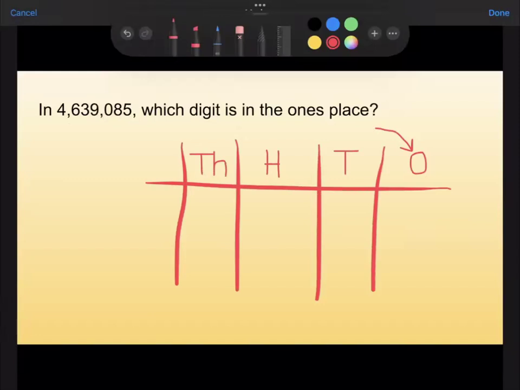So in the number that they gave us, they want to know what digit is in the ones place. I just have to look at the last digit in the number, which would be 5, representing 5 ones. So to answer their question, the digit 5 is in the ones place in this number.